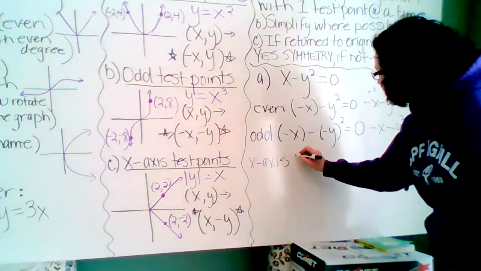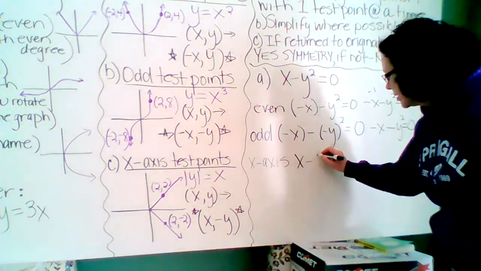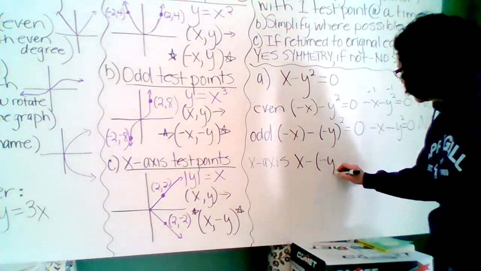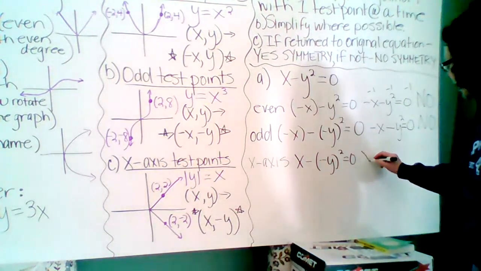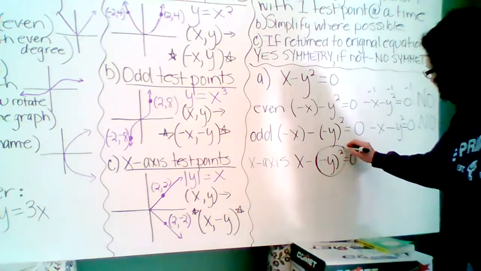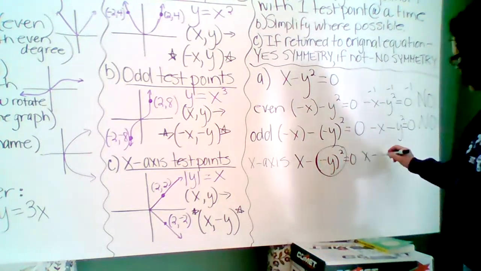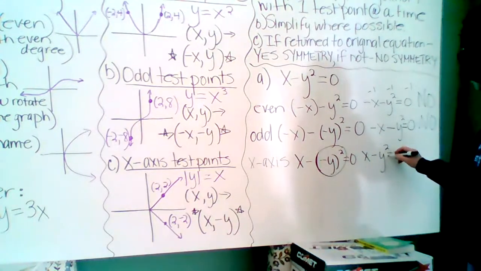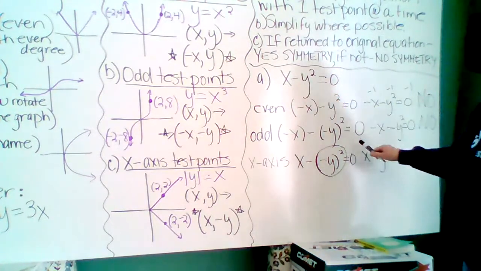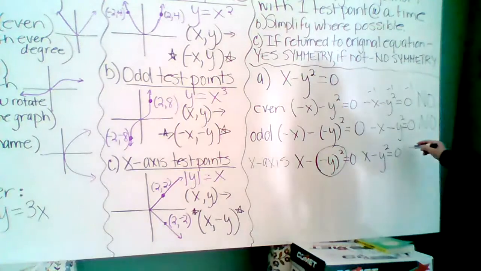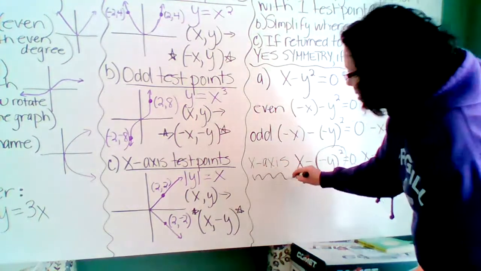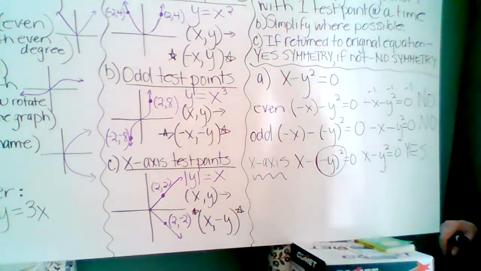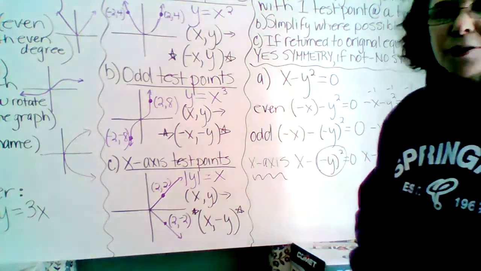Ready? So my x stays the same minus my y, I'm going to replace with a negative y. And now I have x. We already determined that this is a positive y squared equals 0. Look at that. I got the exact same equation back. Yes, this is symmetric to the x-axis.